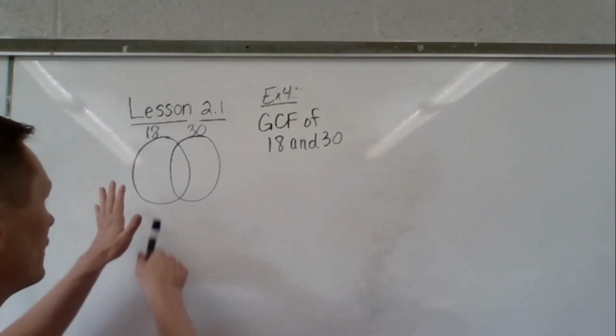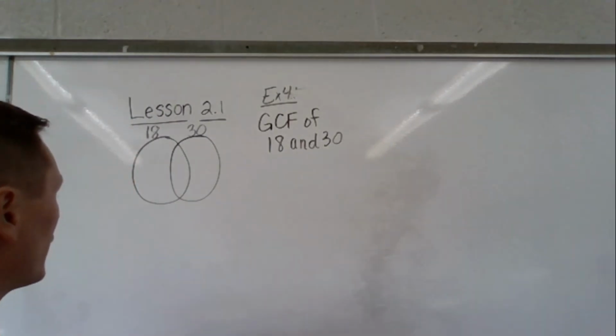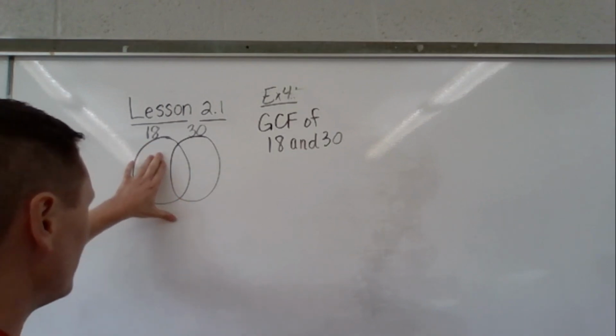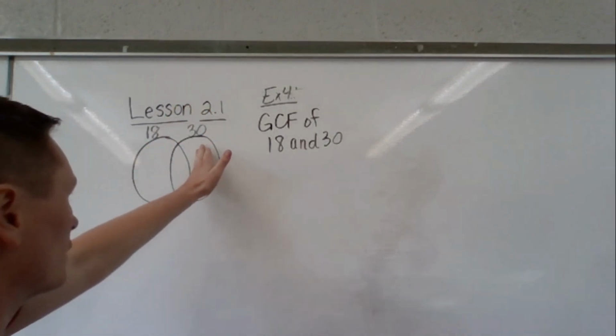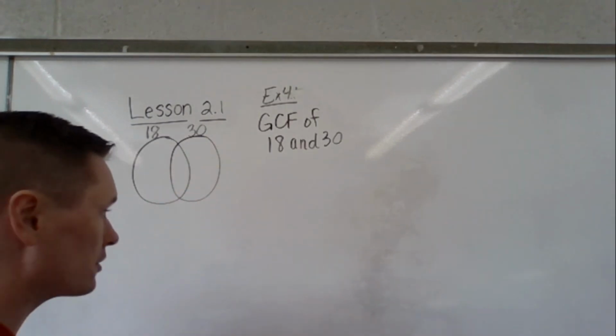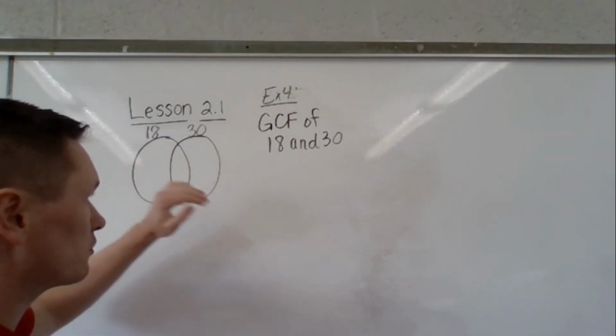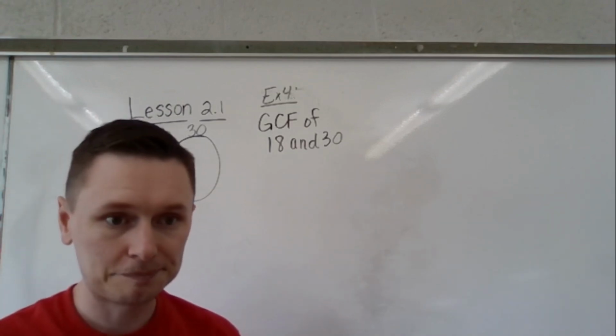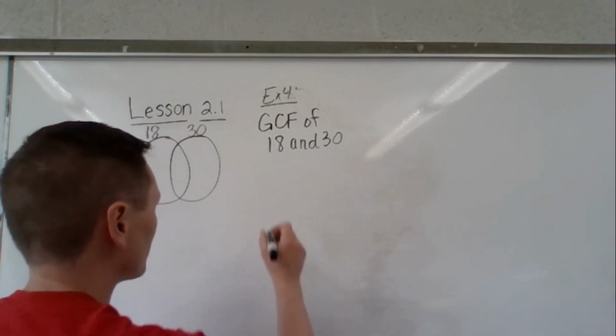So when you look at this Venn diagram, you know that anything that goes under 18 belongs to just 18. Anything that goes under 30 belongs to just 30. And then in the middle is what these two numbers have in common with each other. Okay, so we need to start with our factor tree.